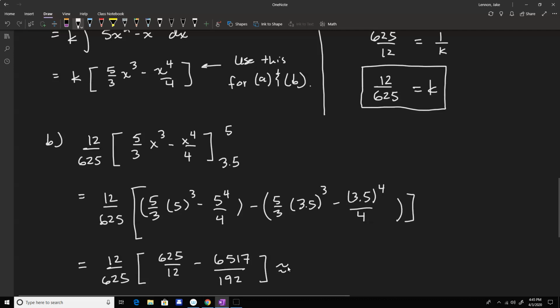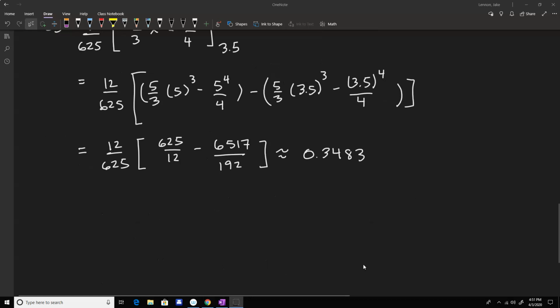So 12 over 625 times the quantity 625 over 12 minus the fraction we just got there. Okay, so this comes out, it says, exactly to 0.3483. So hopefully that works for part B of this problem. If it doesn't, please let me know and we'll get that sorted out.